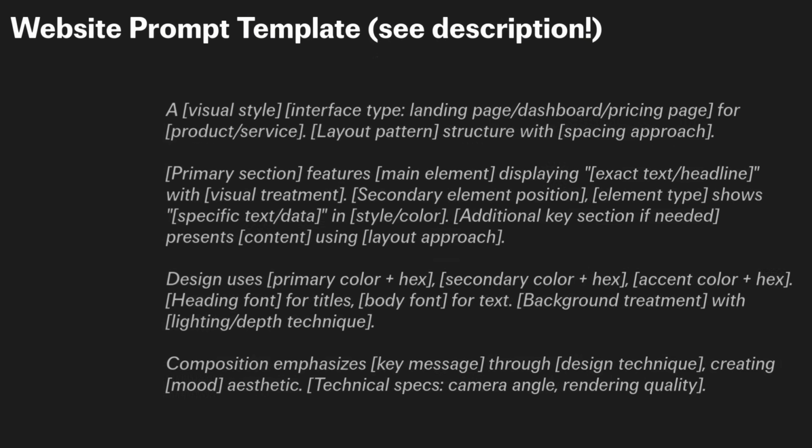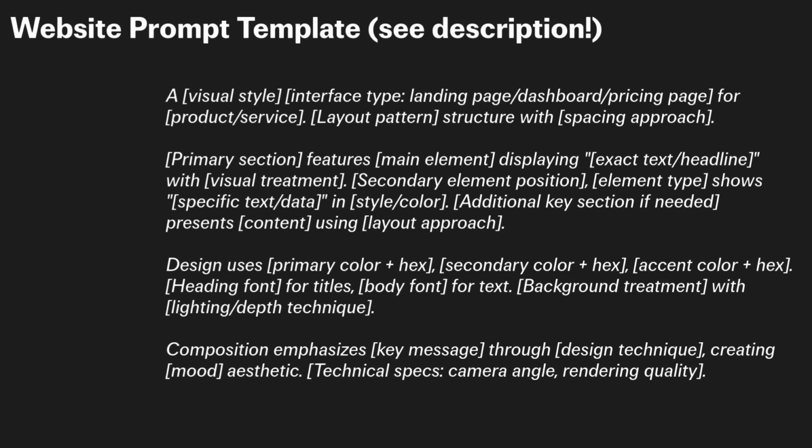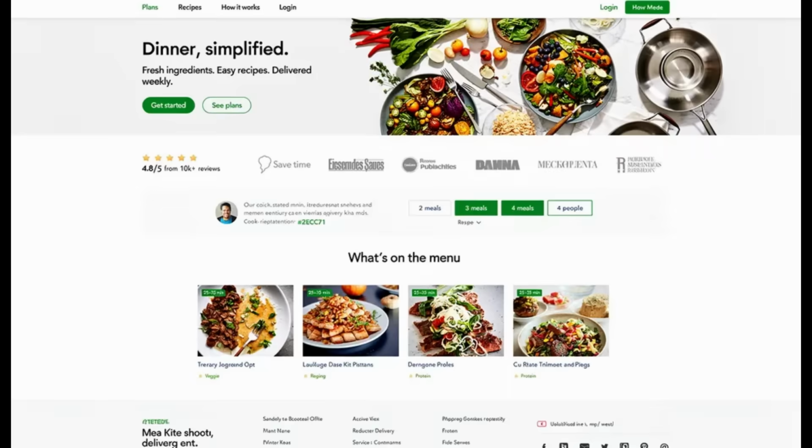Flux 2 also knows how to generate full web and app design mocks. The best way to do this is by following this prompt template, which covers the type of website, the sections, the design, and the message. So in this example, I used this prompt template to make this modern meal kit delivery homepage. This makes Flux 2 a very powerful companion for vibe coding.